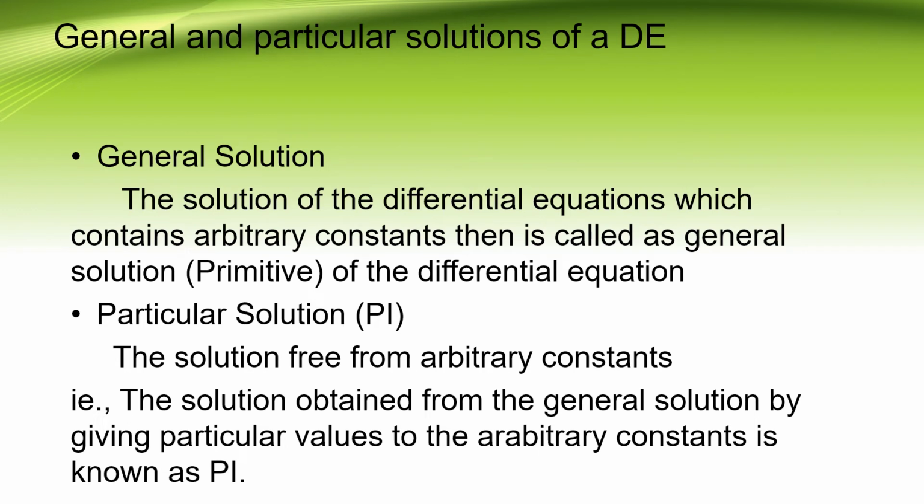Next we see the general and particular solution of a differential equation. The general solution of the differential equation contains arbitrary constants, that is a, b, c, etc. This type of solution is known as the primitive solution or the general solution of the differential equation. The next one is the particular solution. The solution obtained from the general solution by giving particular values to the arbitrary constants is known as the particular solution. The particular solution is shortly denoted as PI, and for PI we have different methods to find the value.